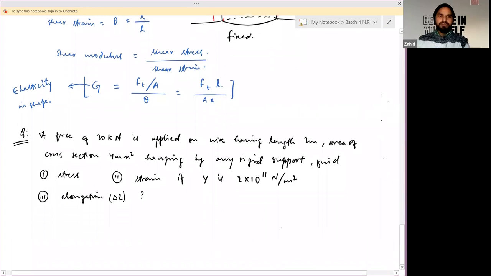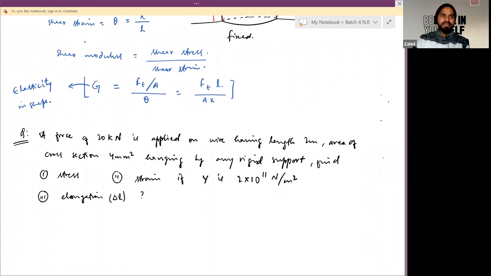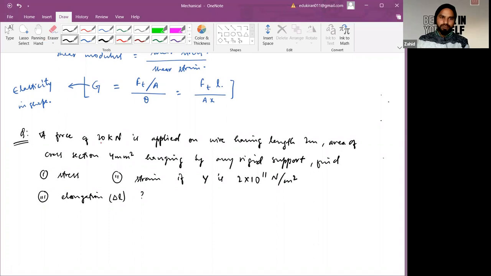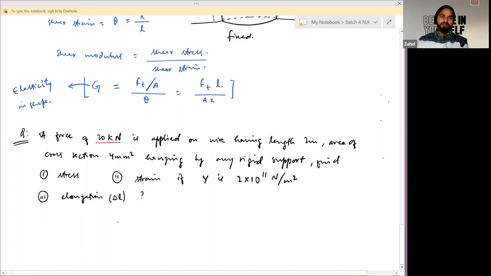Let me define how to approach this problem. So in this part, we have some given terms. First is force, or let's say this will be deforming force. So F is equal to 20 kilonewton. First, try to write each given quantity in terms of its SI unit. So we can write it as 20 kilo is 10 raised to power 3 Newton, or you may write it as 2 into 10 raised to power 4 Newton.